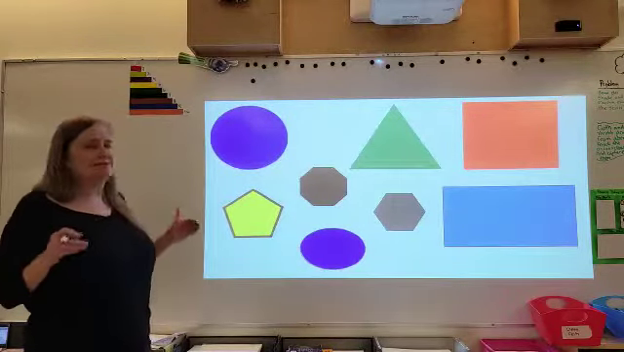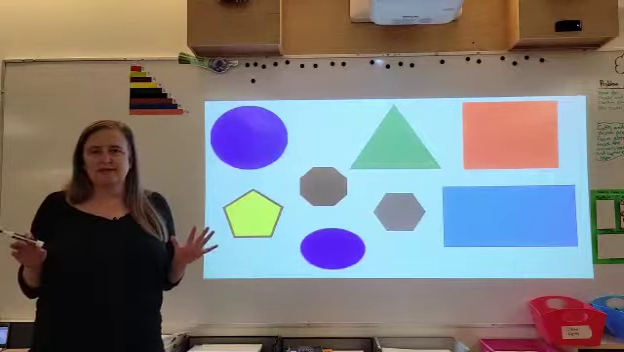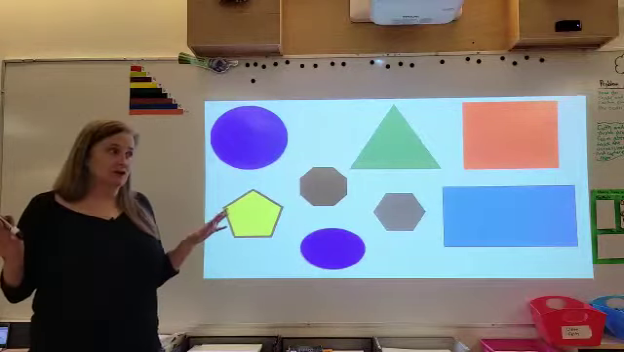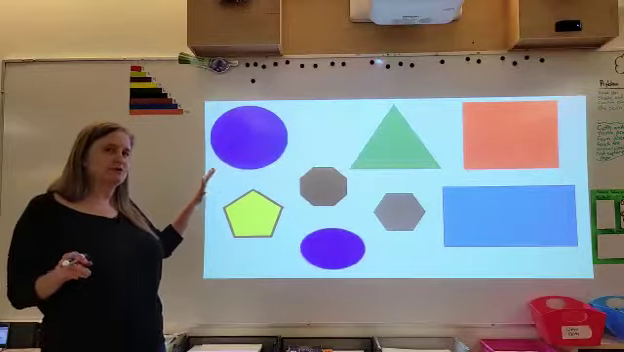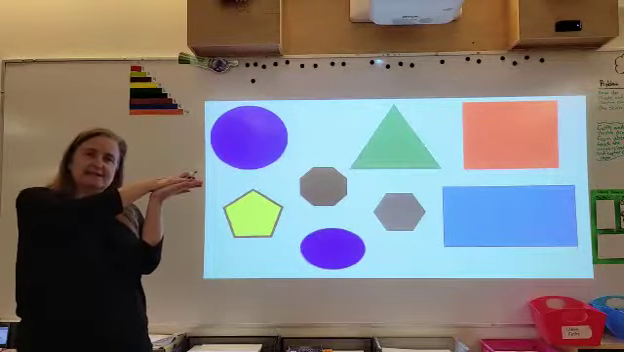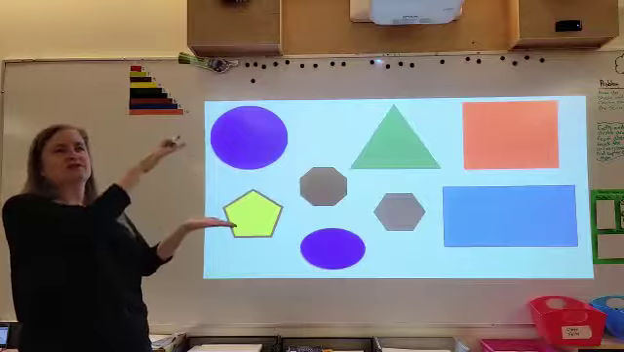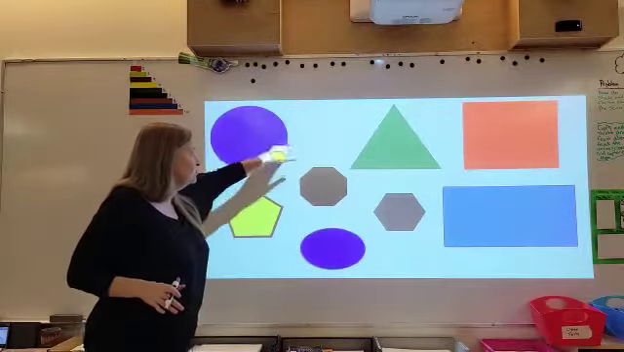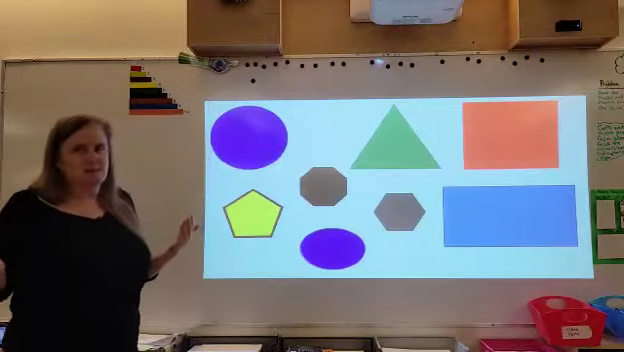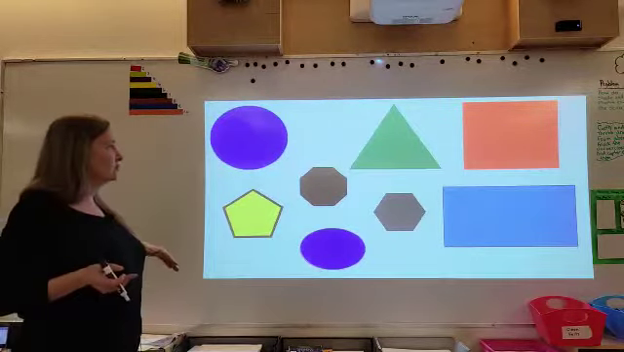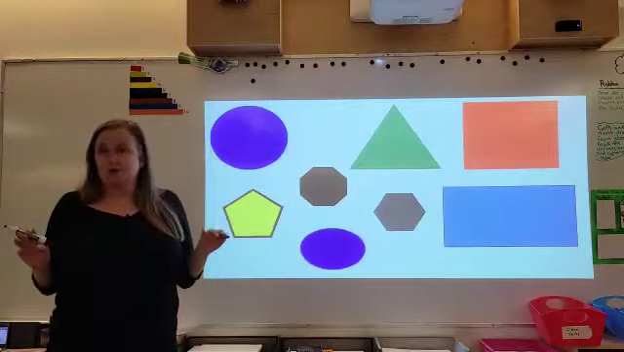So your job today is going to be to go on a scavenger hunt around your house and look for shapes. And today we're looking for 2D shapes. So 2D means they're flat. They're flat, but they have two directions that they go: side to side, up and down. Sometimes we call it length and width. So to start with, we're just going to review the shapes.